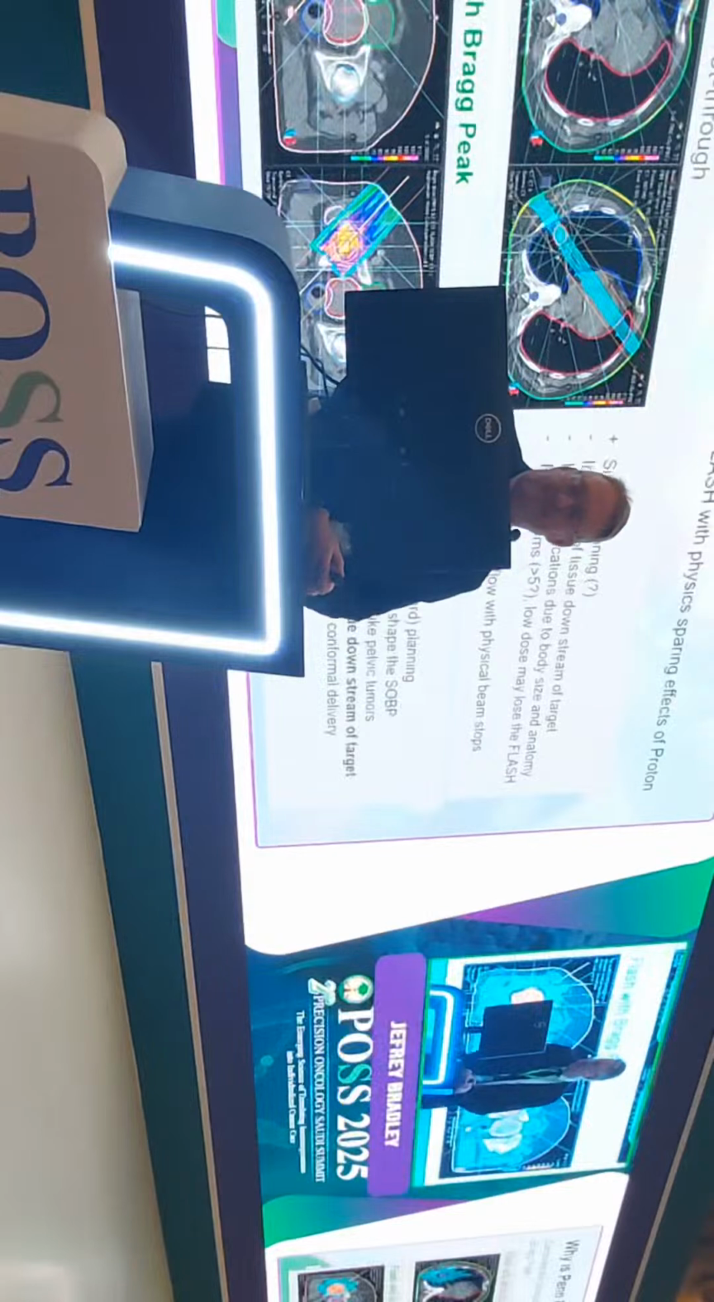This is more complex because it requires some apertures to be used in the beam path, but it will increase our indications for the number of patients able to get flash. There's no radiation of tissues downstream, and we can use fewer beams, like 1 or 2 beams, to treat.